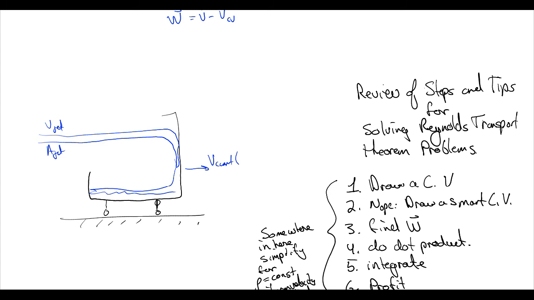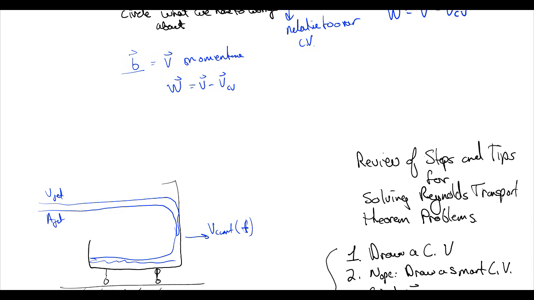So this becomes really important if your cart is moving, because obviously if your cart is moving faster than your jet of liquid, then it's not actually going to accumulate any mass or momentum due to the jet, right? It's moving faster than the jet. The jet's just not even keeping up with it. So it becomes important to be able to talk about the relative velocity of the jet and the CV.